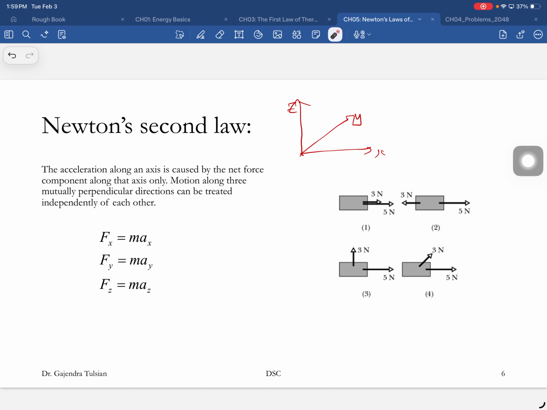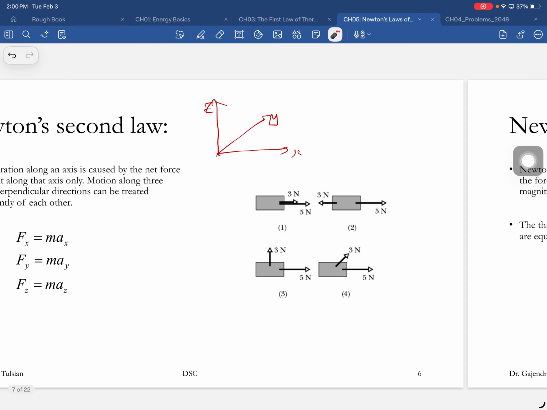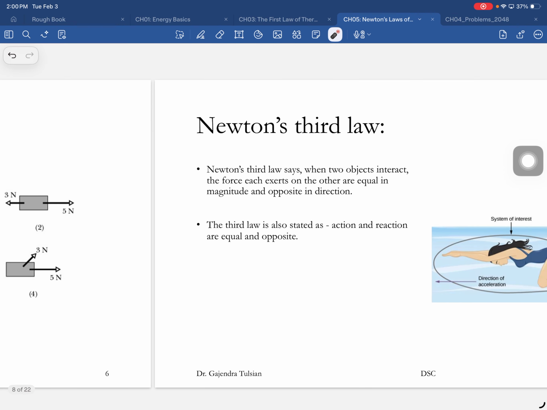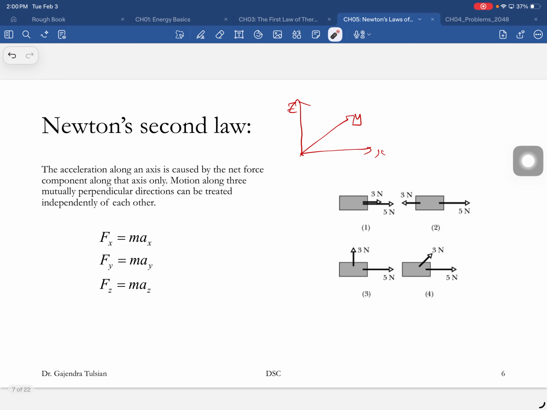By the way, here's the definition of the Newton. If you apply a force of 1 Newton on a 1 kg mass, you give it an acceleration of 1 meter per second squared.